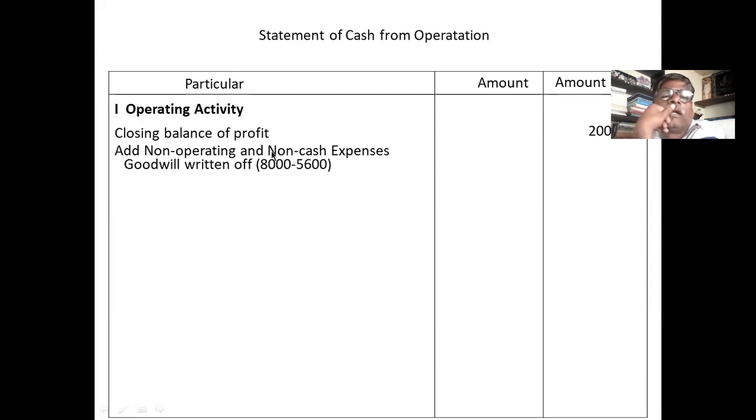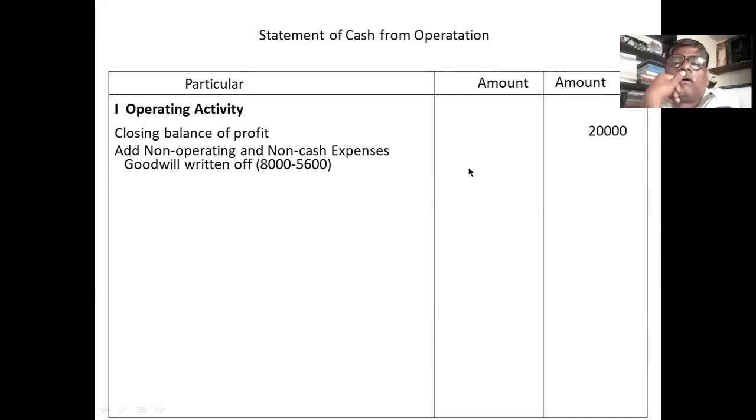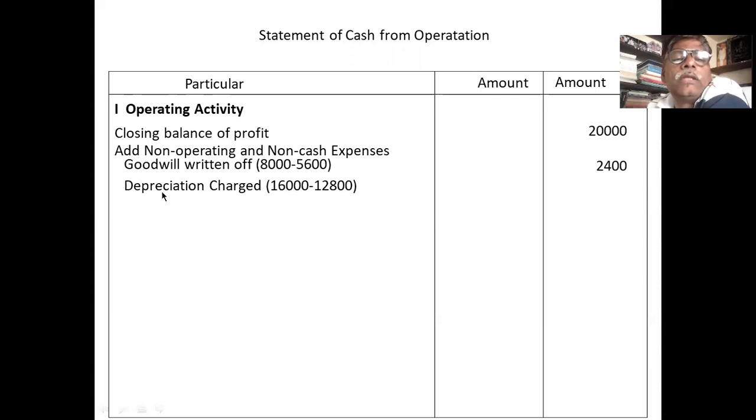Add non-operating expenses. Under that, first goodwill written off. 5,600 is the closing balance, 8,000 is the opening balance. So decrease in goodwill is nothing but goodwill written off. Next, depreciation charged. 16,000 is the current year balance. Last year balance is 12,800. Therefore, depreciation increased. Increase in depreciation is nothing but depreciation charged. So that difference you add.